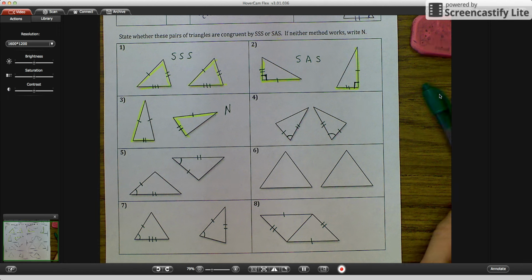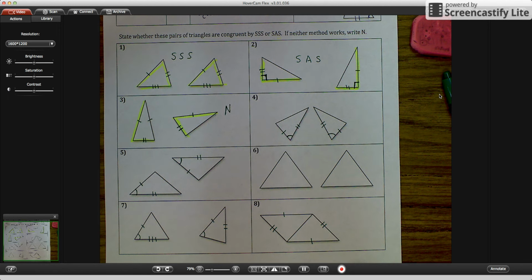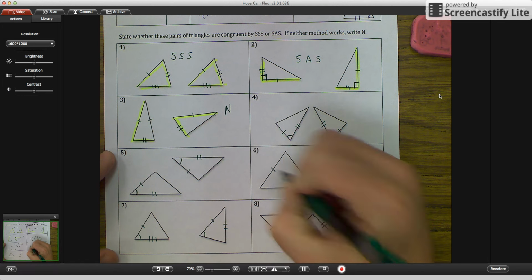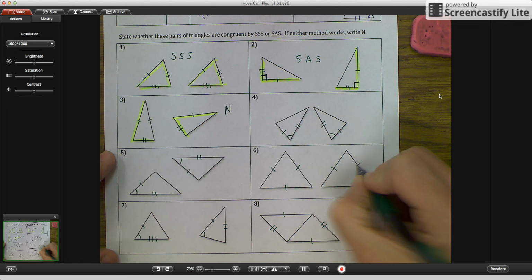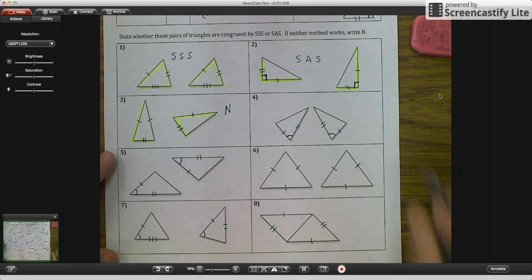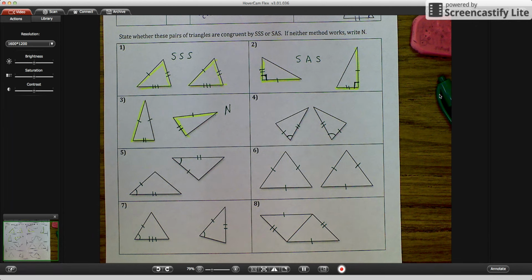Okay? The last one that I am going to look at, excuse me. I want you to make these markings on number 6. Just realized I didn't have them in there. Okay. The last one that I'm going to look at, what should I pick? I'm going to pick number 8.